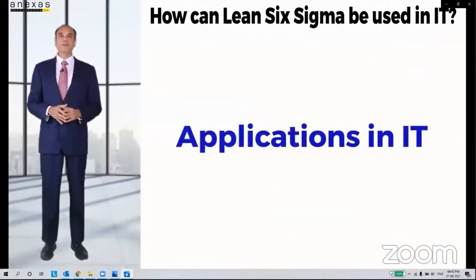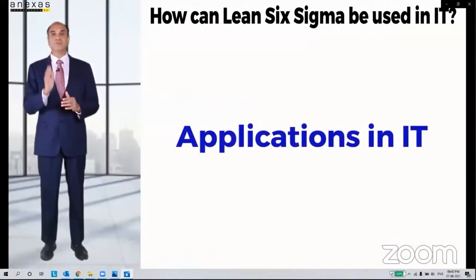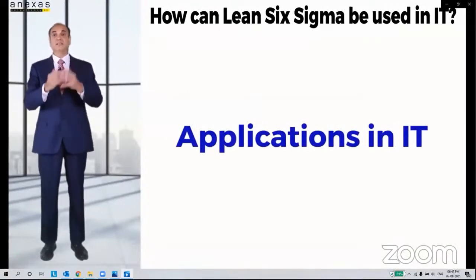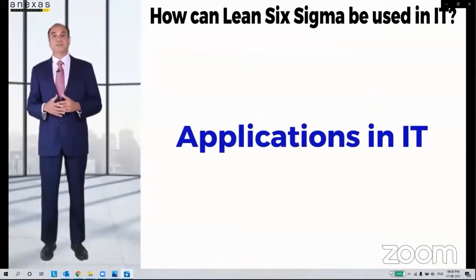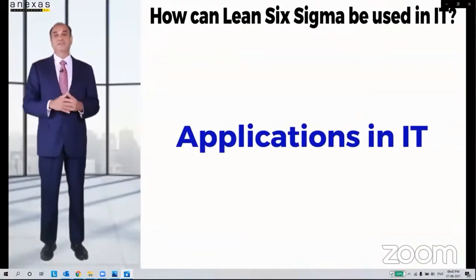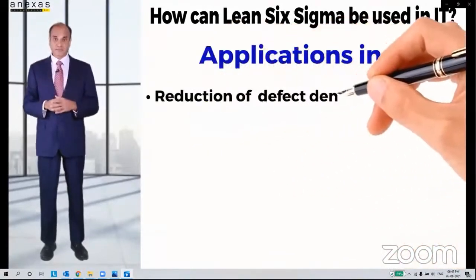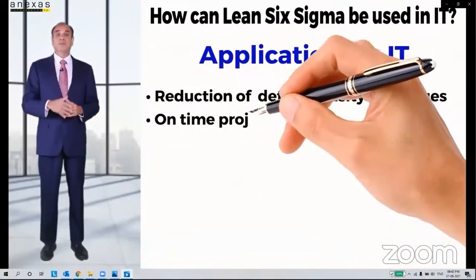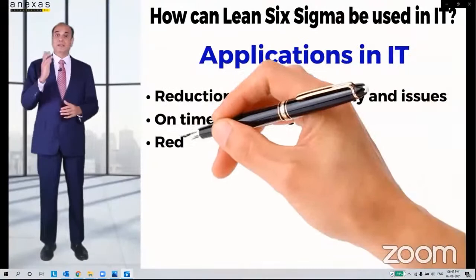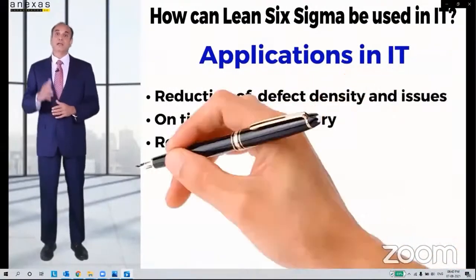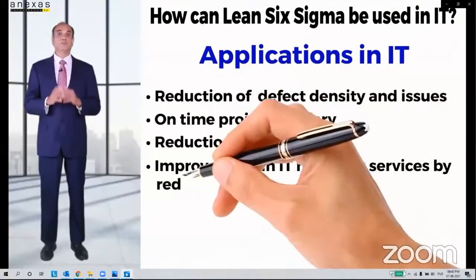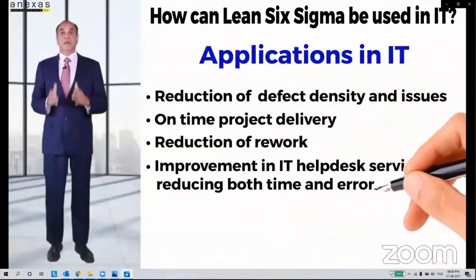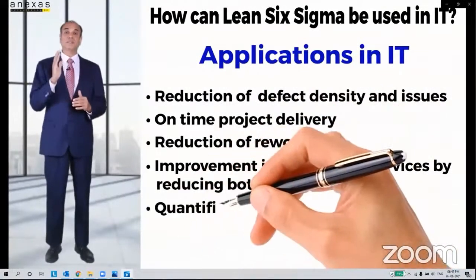When applied to IT operations, Lean Six Sigma aims to measure and improve both internal processes such as network speed and reliability, and external processes like server response time, etc. Other projects which I have executed in IT industries are reduction of defect density and reduction of issues, on-time project delivery, reduction of rework, improvement of IT help desk services by reducing both time and errors. Lean Six Sigma also helps you to quantify the benefits of IT projects which are implemented within the organization.